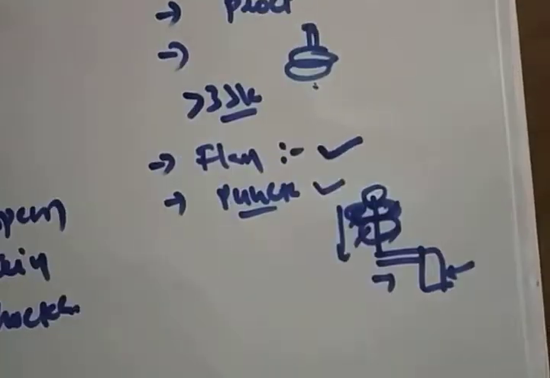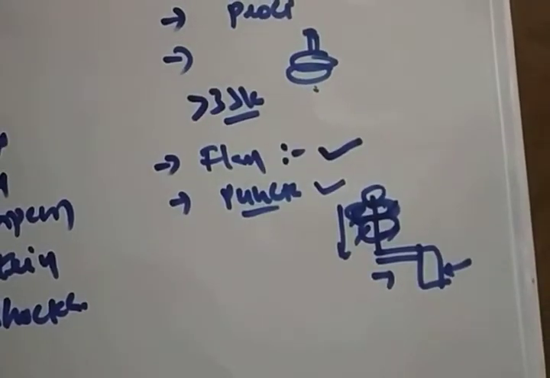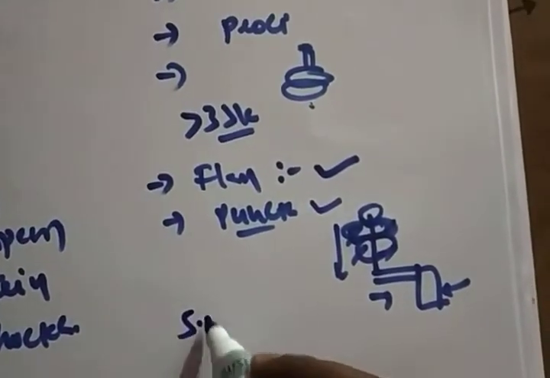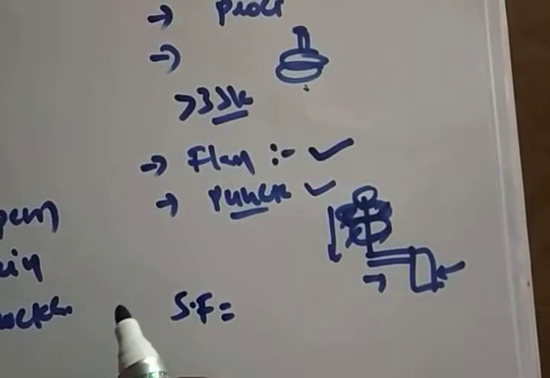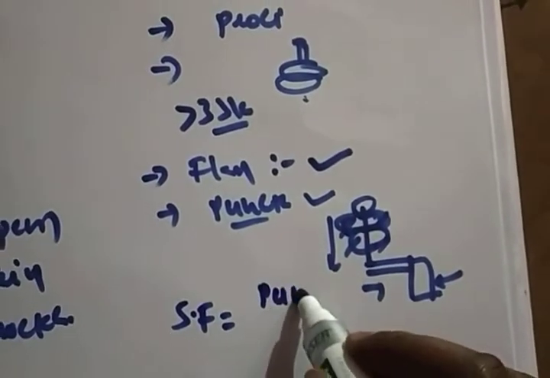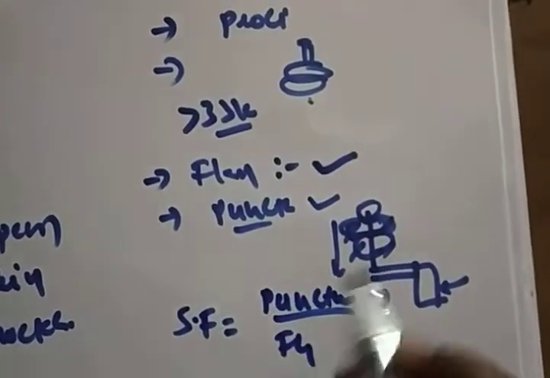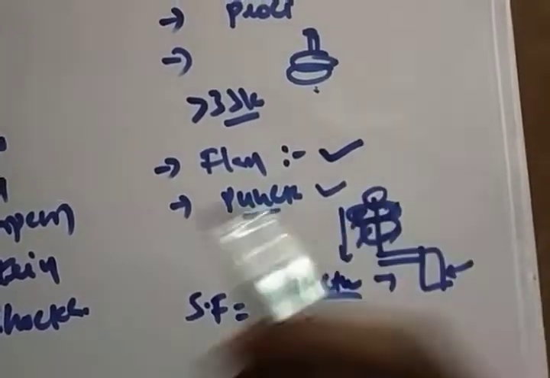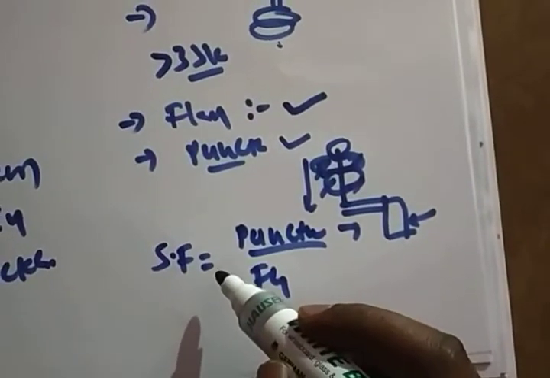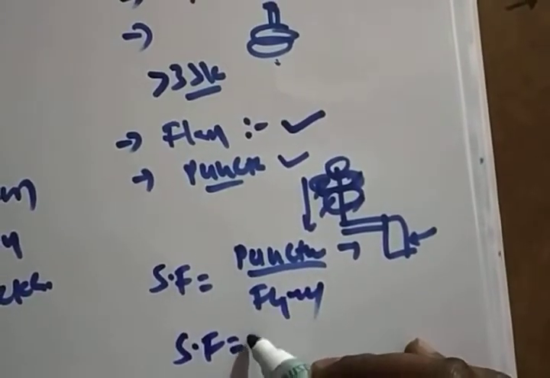When designing an insulator, we need to take care of phenomena like flashover and puncture. We need to take care of the safety factor. What is the definition of a safety factor? Puncture voltage by flashover voltage. I think I explained it in reverse, so I just changed that. Safety factor is defined as puncture by flashover. So in a pin type insulator, what is the safety factor? We can take it as 10.